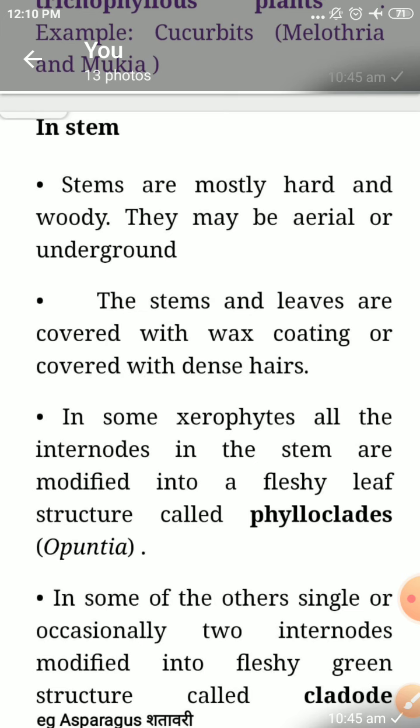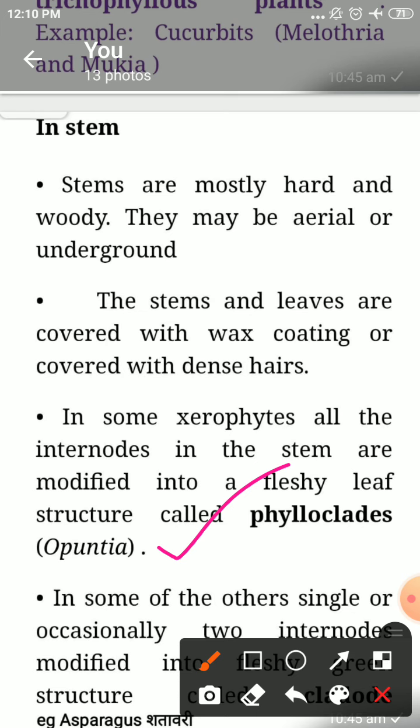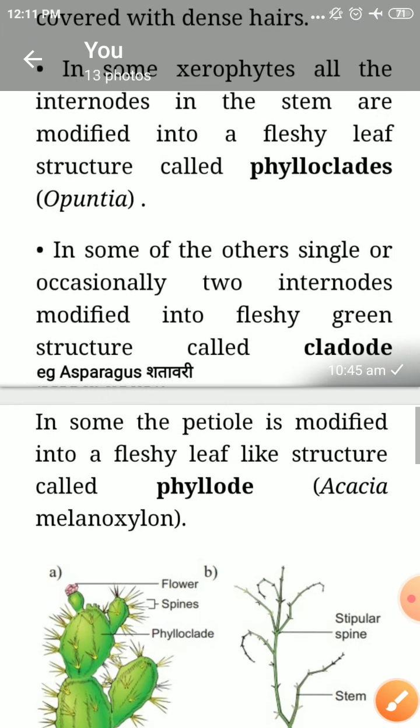For example, Opuntia. In the Opuntia plant, the stem is modified into a leaf-like structure that we call a phylloclade. The stem itself looks like a leaf. It is green in color, covered with spines, and this leaf-like modification of the stem in Opuntia, the Sabar plant in Marathi, is called a phylloclade.